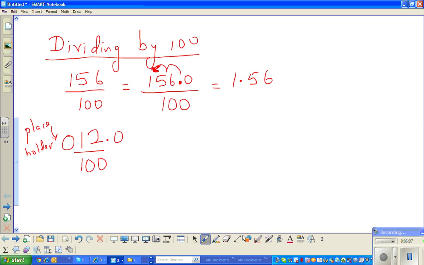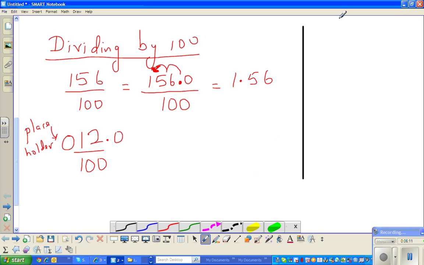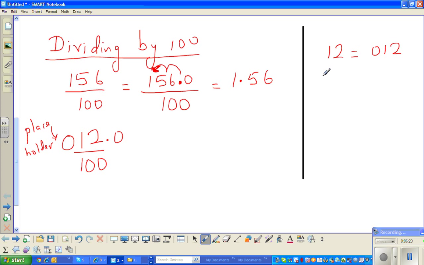I'll explain this in a side example. Now, what do I mean? When I say 12, 12 is the same as 012. This 0 doesn't have any value. It's only holding a place. 12 can also be written as 0012. You can put any number of zeros in front. 12 can be written as 000000012. It doesn't make any difference. They all mean 12.